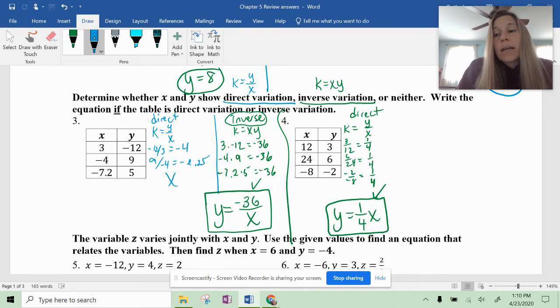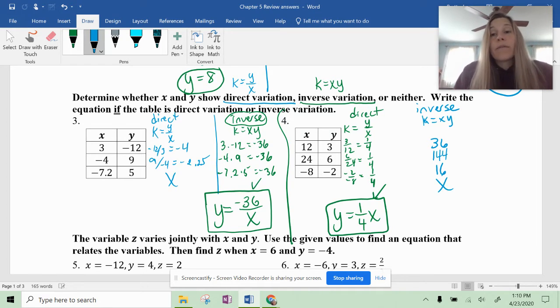Now, if you had checked inverse first, just to see what that would have looked like, that's when you get your k by doing x times y. You would have had 36, 6 times 24, which is not 36, and then here we would have had 16. So I think this one would have been 144. All right, so obviously it was not inverse because we multiplied all those x's and y's. We got totally different answers every time, so there's nothing constant about that.